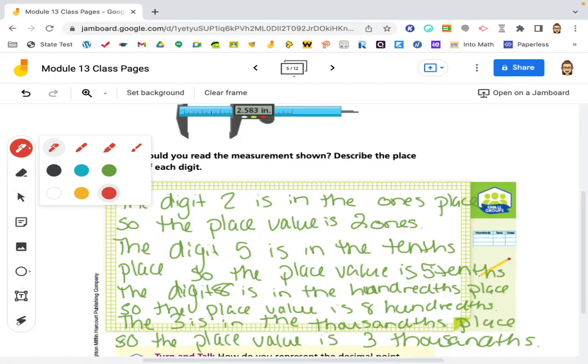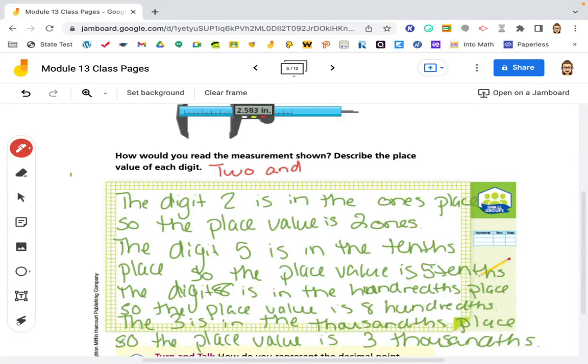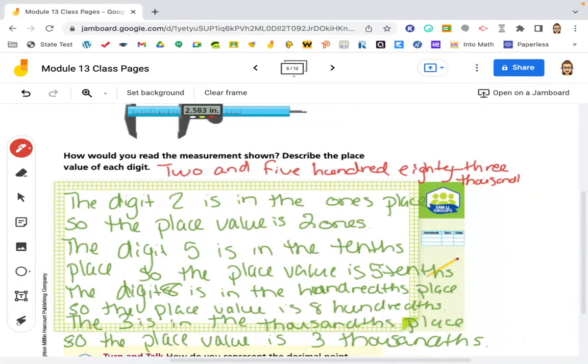So the way I would read that is 2 and 583 thousandths inches. Can't forget to label.